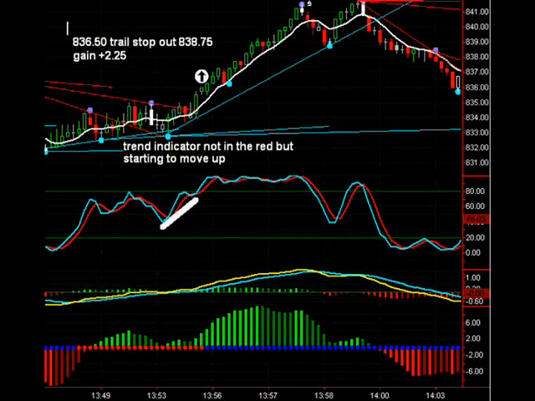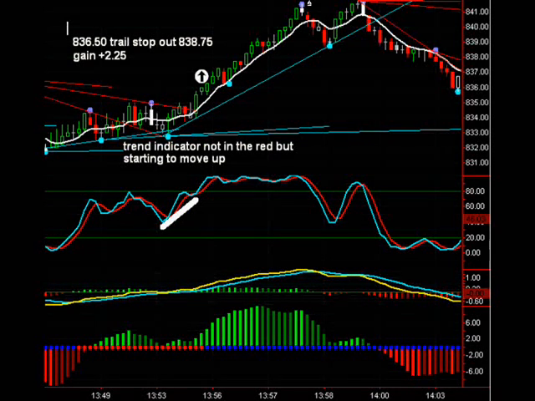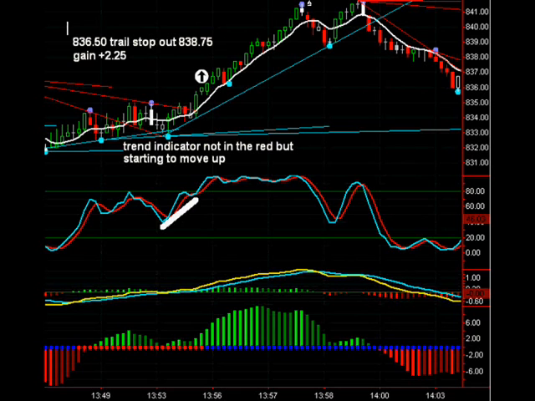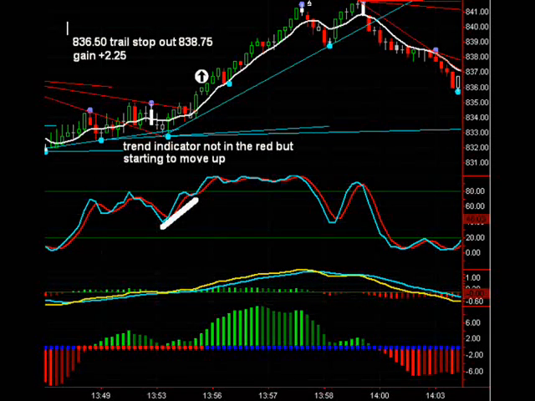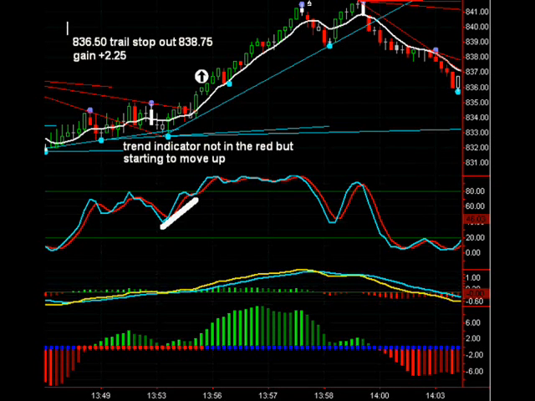Now, what I do is I exit in stages. So if I'm trading three lots, I exit my first lot at +2, my second lot at +4, and my final lot I will trail stop out. Now, once you get your +2, you can now move your stop to your entry point. So now no matter what happens, you're profitable.